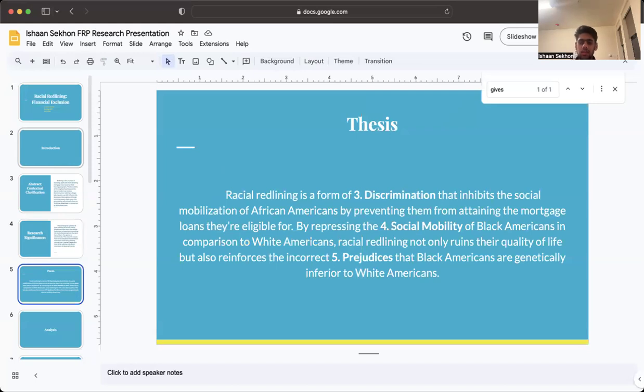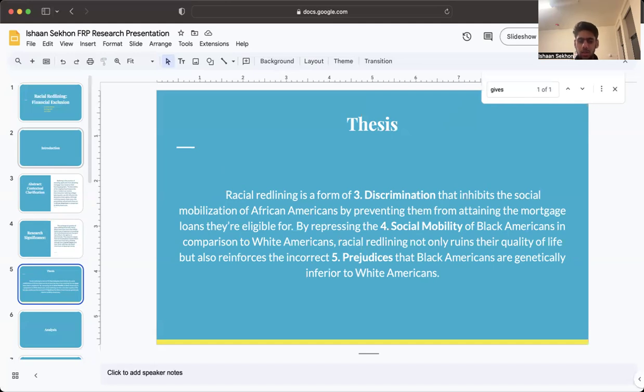So here's my thesis. Now I'll read it aloud. Racial redlining is a form of discrimination that inhibits the social mobilization of African Americans by preventing them from attaining the mortgage loans they're eligible for.